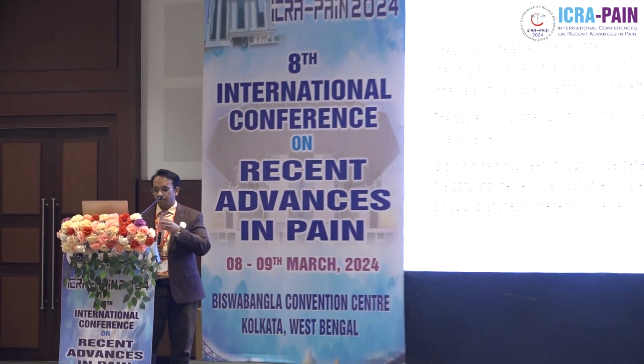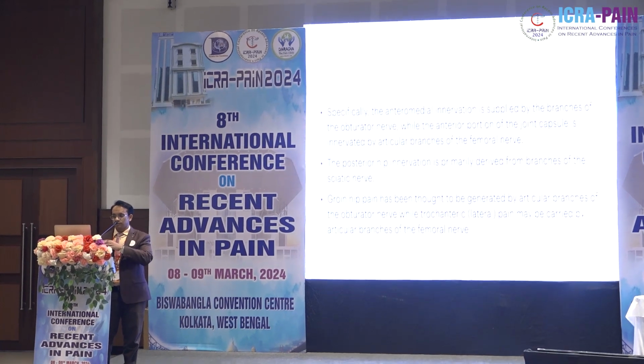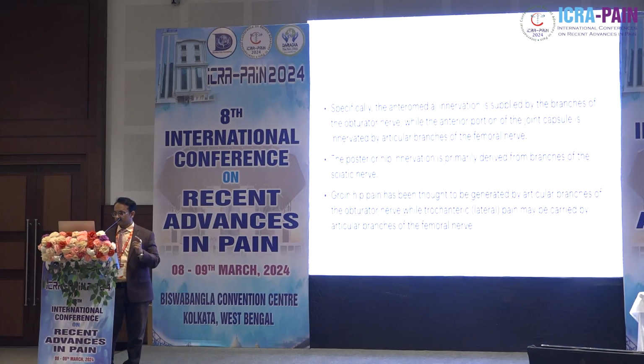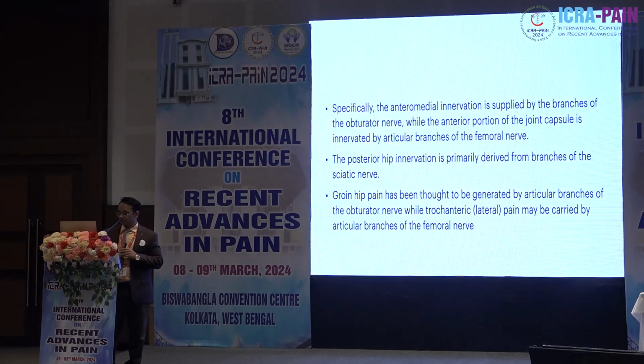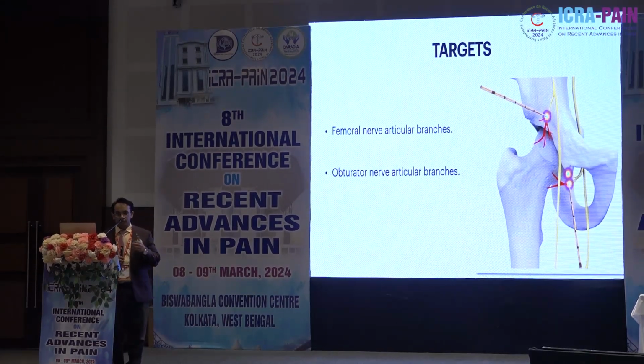So coming to the hip joint as such, it's a ball and socket joint formed by articulation between the pelvic acetabulum and the head of the femur. Innervation is a bit complex. Anteromedially, it's supplied by articular branches of the obturator nerve, while the anterior portion of the joint capsule is innervated by articular branches of the femoral nerve. Posterior hip innervation is primarily derived from branches of the sciatic nerve. Groin hip pain is thought to be generated by articular branches of the obturator nerve, while lateral or trochanteric pain is carried by articular branches of the femoral nerve. Now coming to the targets, when you're doing the hip radiofrequency ablation, the targets are going to be the femoral nerve articular branches and the obturator nerve articular branches.